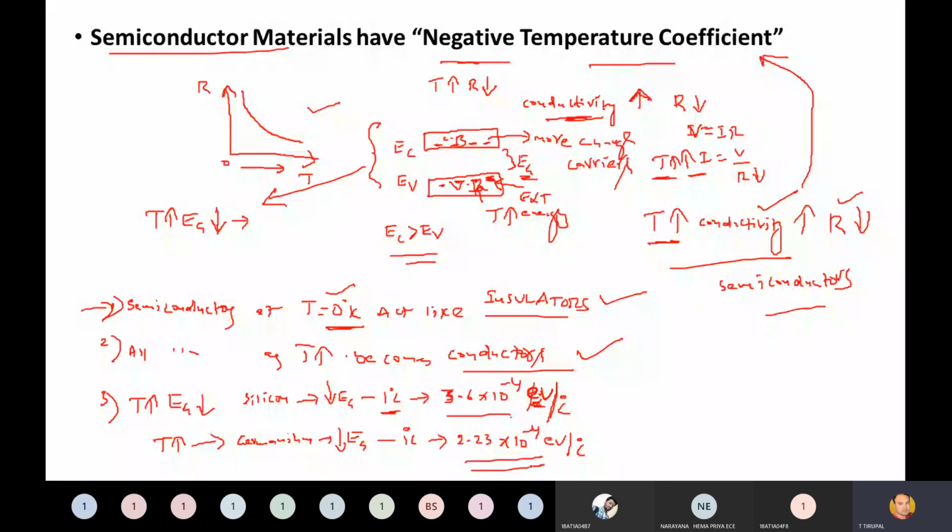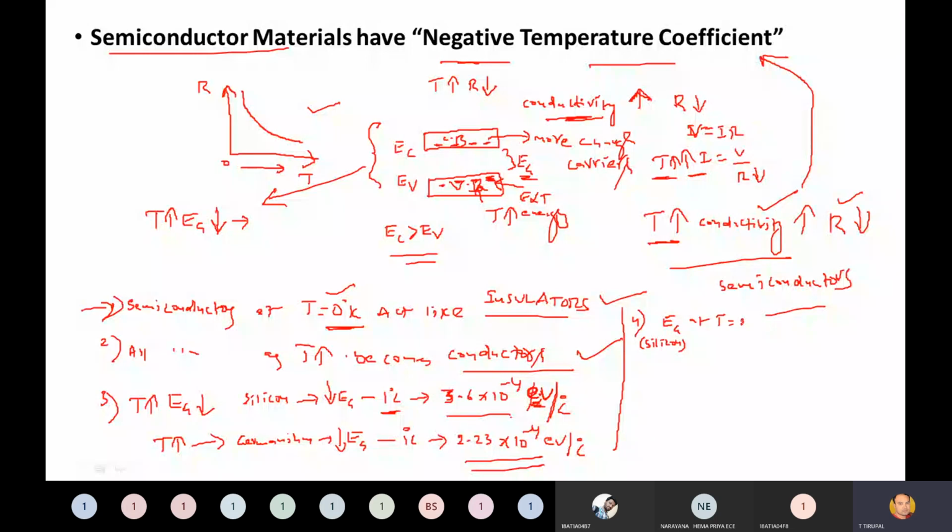Likewise, there come important points and important problems. The fourth important point is: what is the energy gap for silicon? Let us learn for silicon. What is the energy gap for silicon at room temperature? Room temperature means T is equal to 27 degrees C.